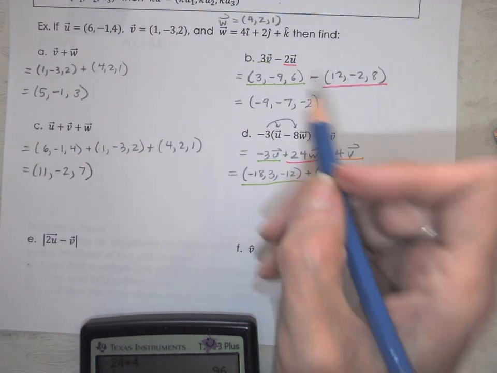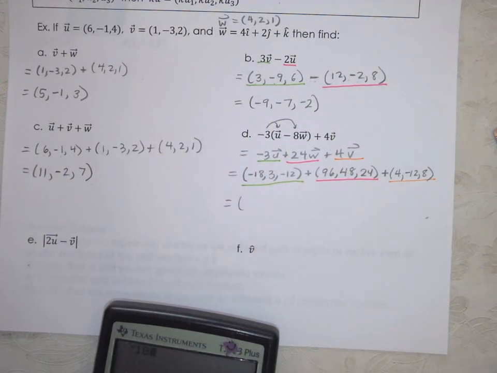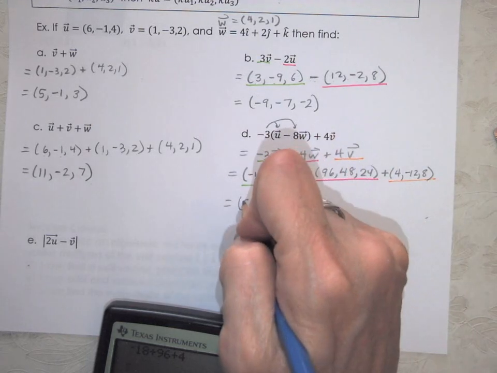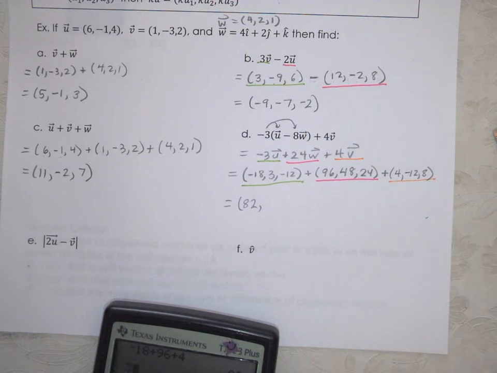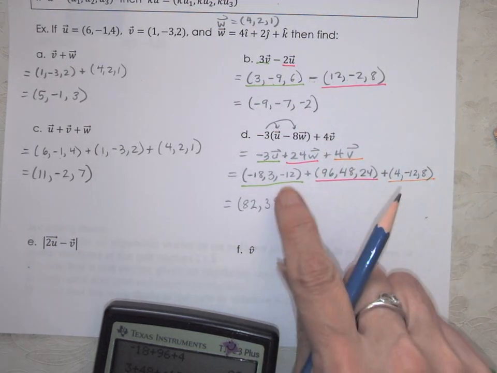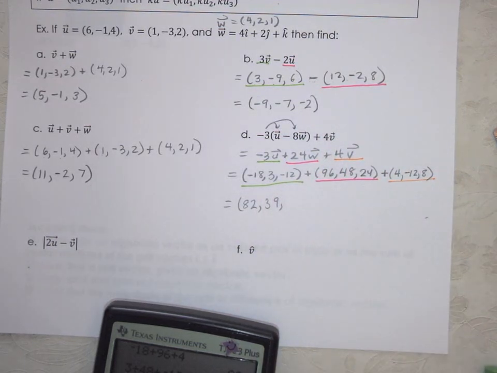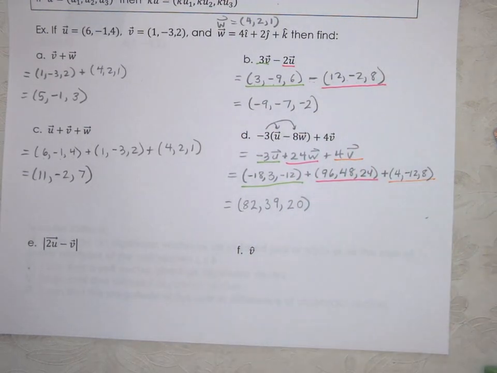And I'm adding them. So my first component is going to be negative 18 plus 96 plus 4. You can see there's lots of operational stuff happening here, so there are lots of places where you can make little mistakes. So I would always double check my calculations. And then negative 12 plus 24 plus 8 gives me 20. So that's vector negative 3 times u minus 8w plus 4v.